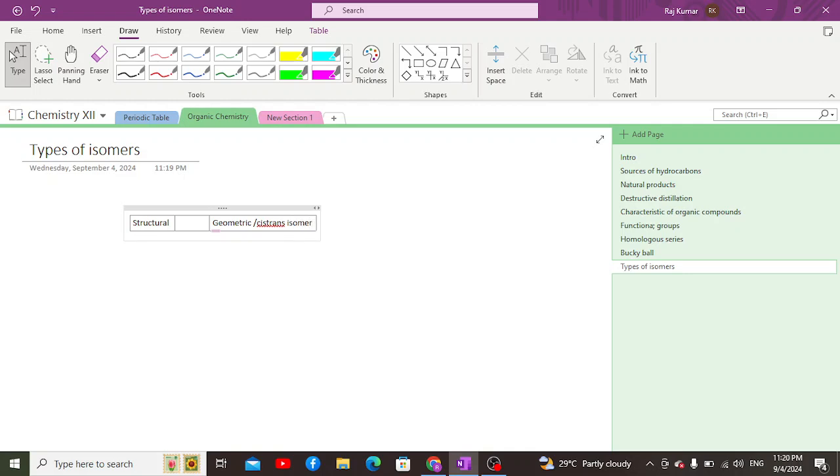Cis-trans isomers, right? When it comes to structural isomers, these are isomers formed due to a change in the position or arrangement of the carbon atoms, or the arrangement of functional groups in the molecular formula. Structural isomers have five major types, number one being chain isomers.